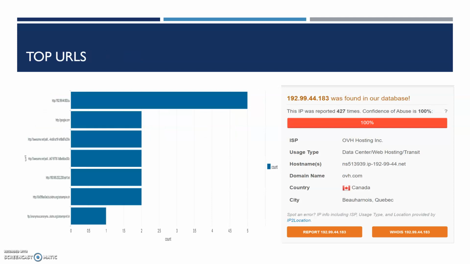So moving on to the top URLs visited by the attackers. As you can see on the top, we have 192.99.44.183. I also looked this up on AbuseIPDB, and this has been reported 427 times with a 100% abuse rate, and it shows from Canada. They also used google.com, and other URL domains are oneawesome.net and oneawesome.net.pol, etc.